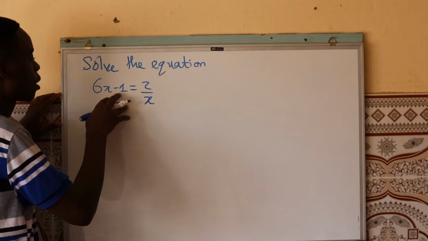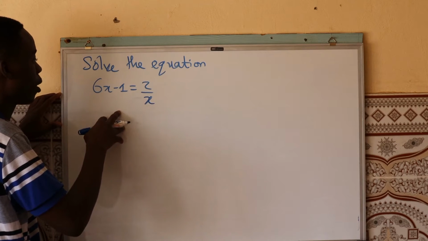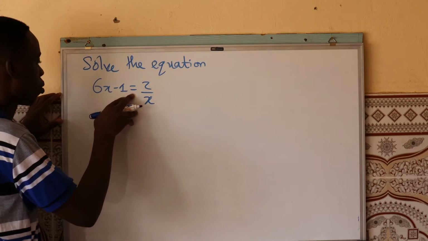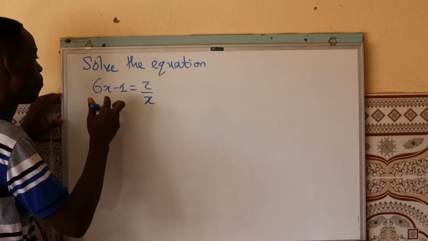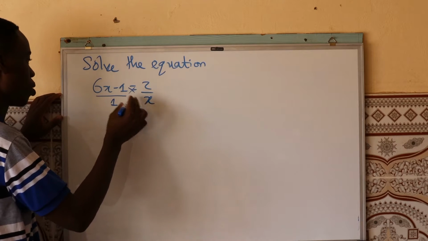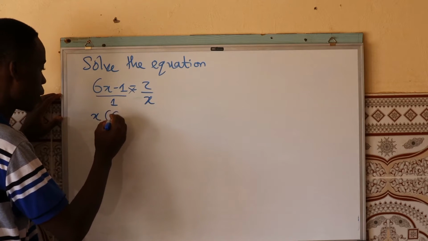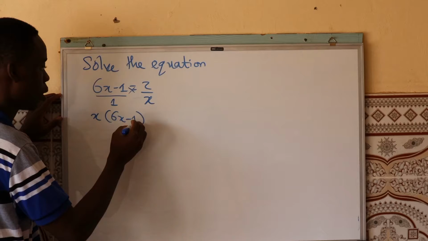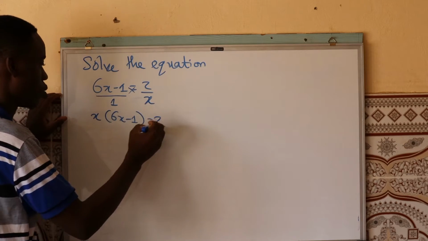Solve the equation 6x minus 1 is equal to 2 over x. In our case, since we've got an equal sign, what we're going to do is simplify. We're going to divide this by 1, then we cross multiply. So this will be x times (6x minus 1) is equal to 2 times 1, which is 2.